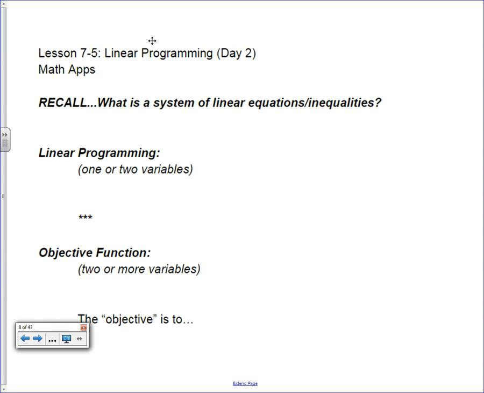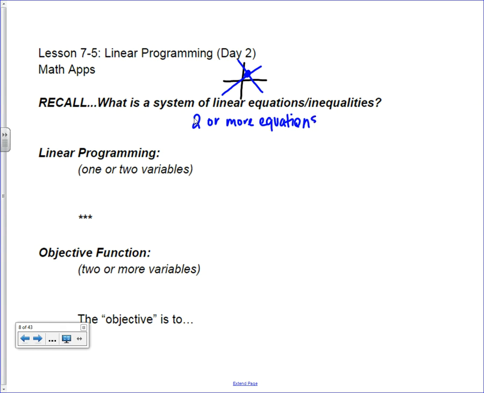Now, you can see that the beginning part of these notes looks pretty much identical to the notes that you had on Tuesday. So recall, what is a system of linear equations? It is two or more equations. Now, folks, if they're just equations, that means they're just lines that are going to cross. And where they cross, that's my answer, okay?